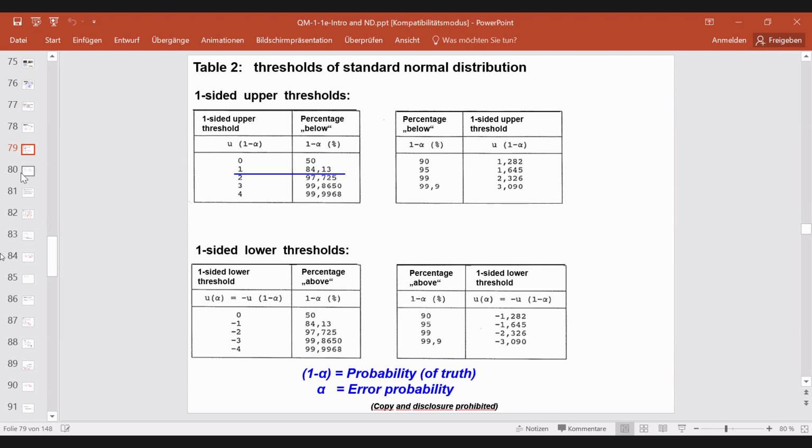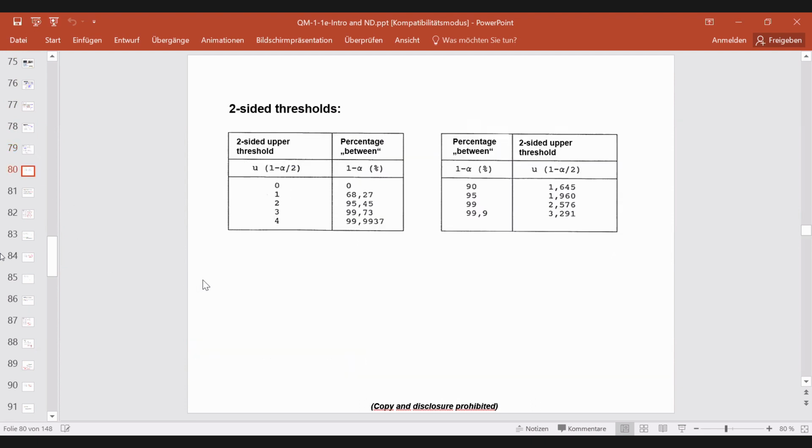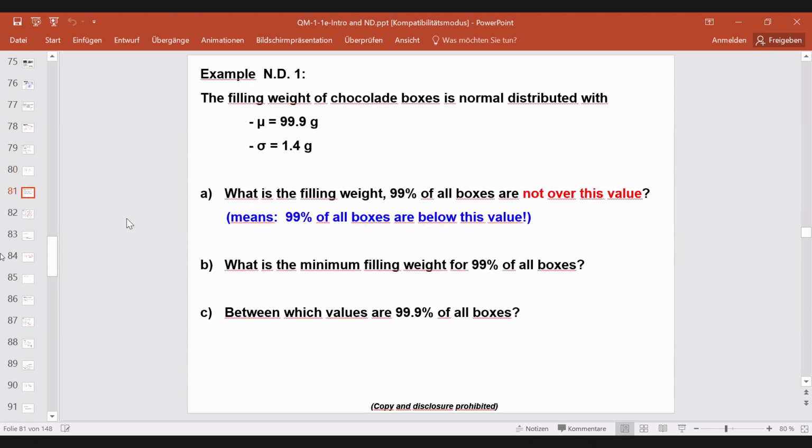Now, these are two tables for two-sided thresholds. So if you have thresholds on two sides of the mean value, here you can say how many parts, or what is the percentage of parts, between these thresholds. Now, I would like to show you some examples of how to work with these tables.